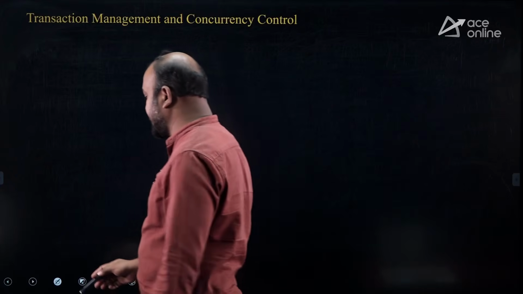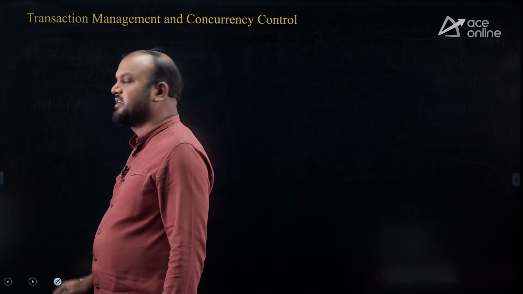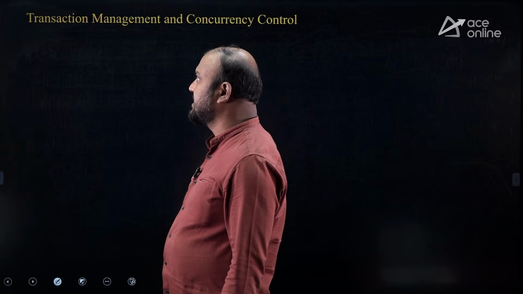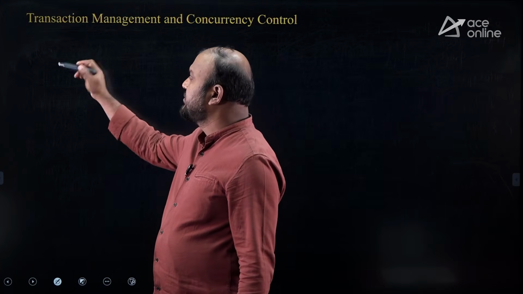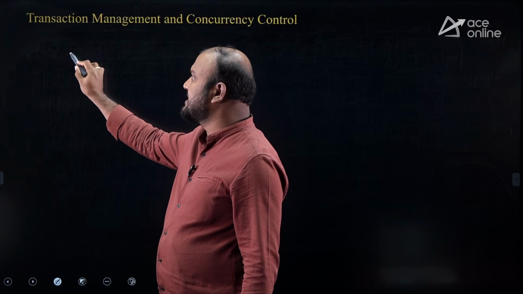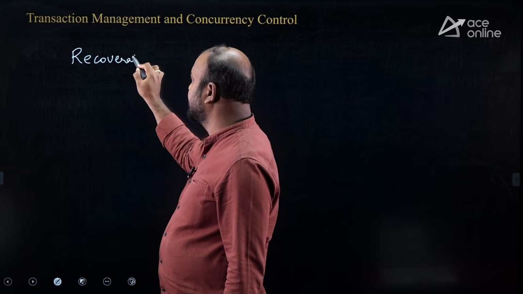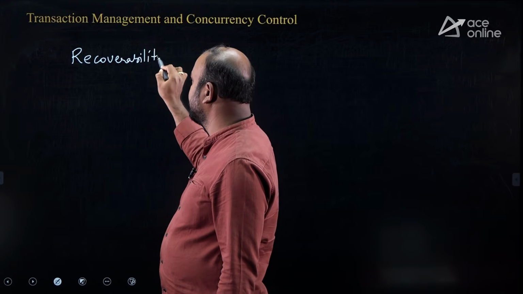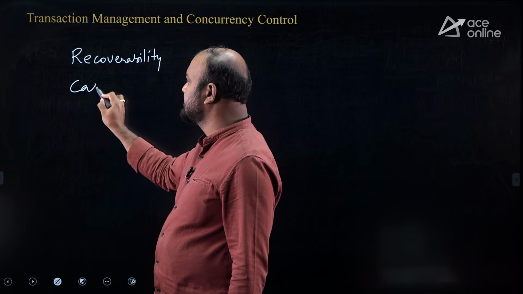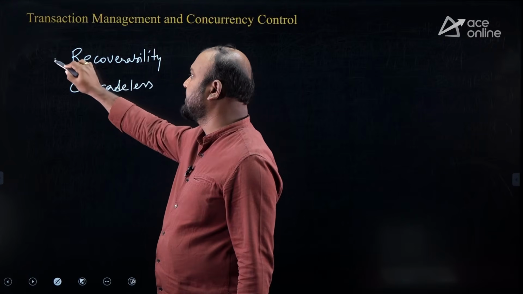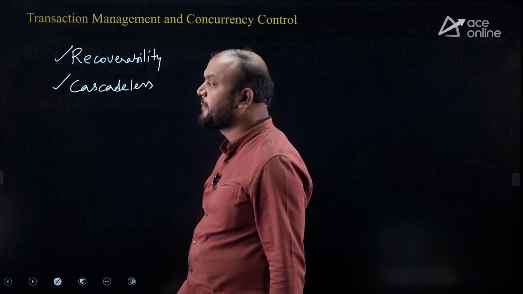Transaction management and concurrency control. In transaction management and concurrency control, a few questions were asked on recoverability and a few questions on cascadeless schedules, recoverability, cascadeless.